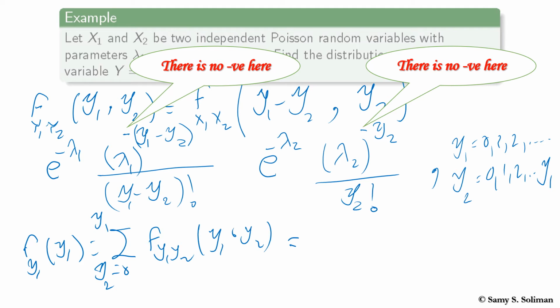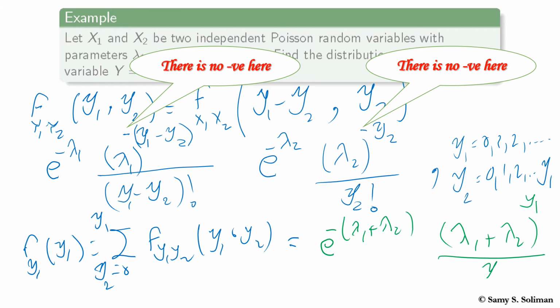Solving this summation, it will be a straightforward summation, and when you follow the steps, you can reach the conclusion that this will be equal to e power negative lambda 1 plus lambda 2, times lambda 1 plus lambda 2 power y1 divided by y1 factorial.